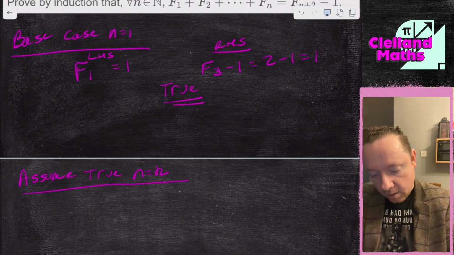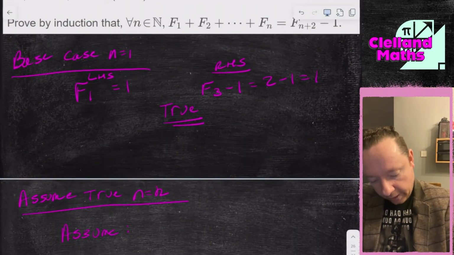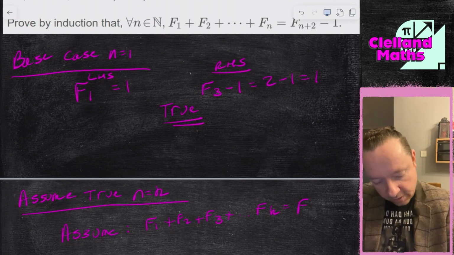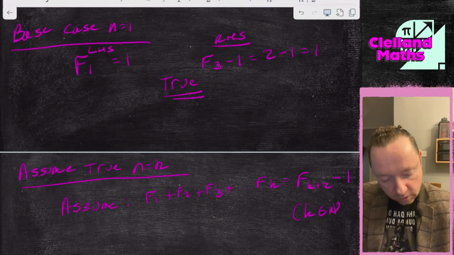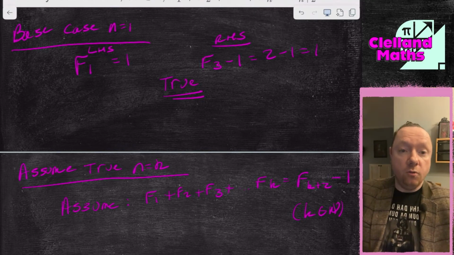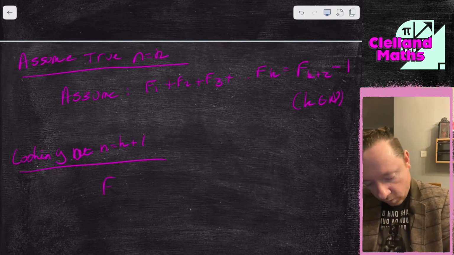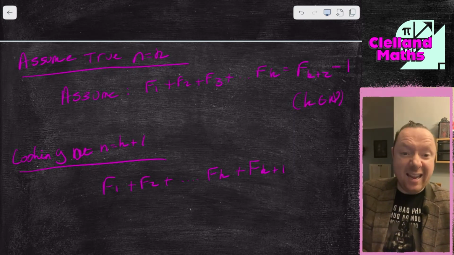So what we're saying here is, assume that f1 plus f2 plus f3, all the way up to fk, equals f(k+2) minus 1. And that's assuming that k is a member of the natural numbers, of course. So we've assumed that. And now we'll try and prove it for n equal to k plus 1. Then we've got f1 plus f2 plus all the way up to fk plus the next one, which is f(k+1). That's what we're trying to look at. Now, we already know what f1 up to fk is, so we can just sub it in.